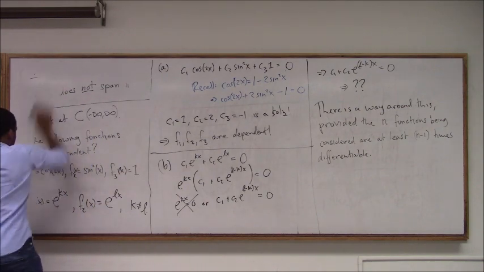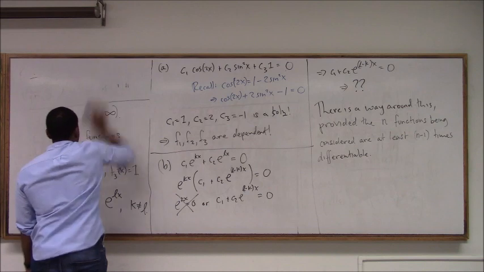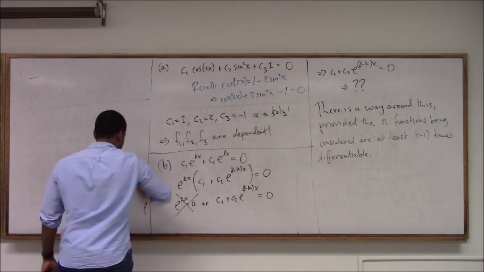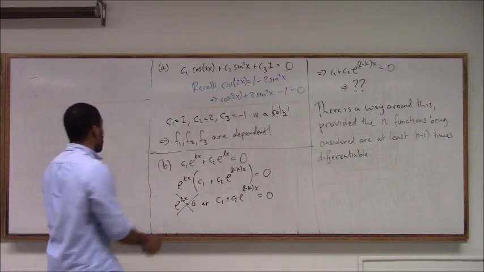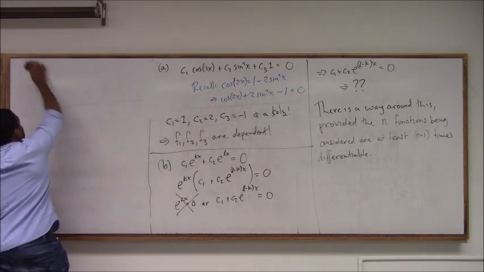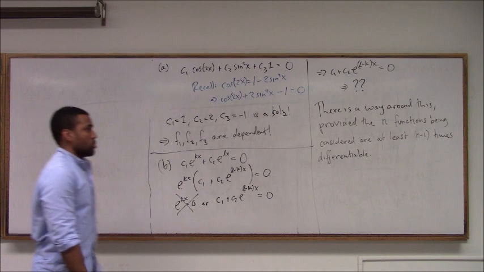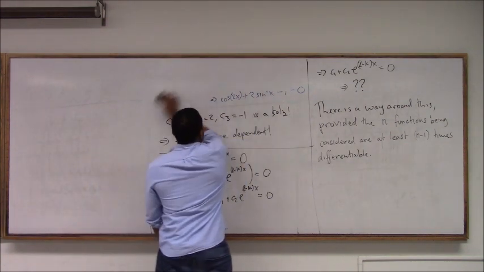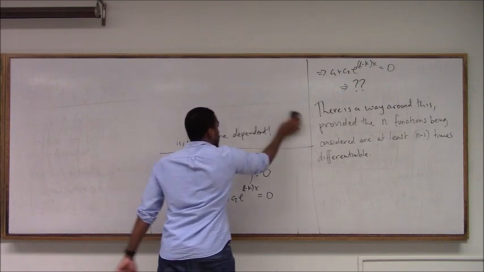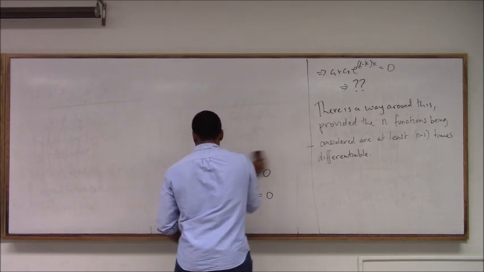And remember, not all functions are differentiable a certain number of times. There are some functions that you differentiate once or twice, and you eventually end up with something you can't differentiate anymore. But assuming that we can differentiate it at least n minus 1 times, there is a workaround here. So I'm going to show you the workaround, and then we're going to, again, tackle this same problem.